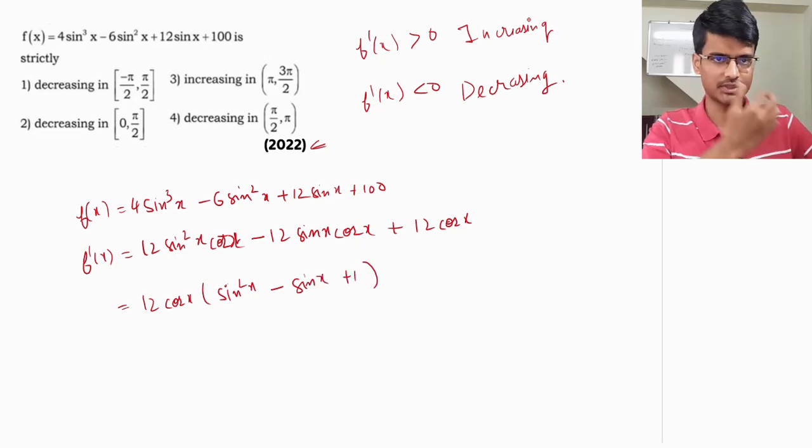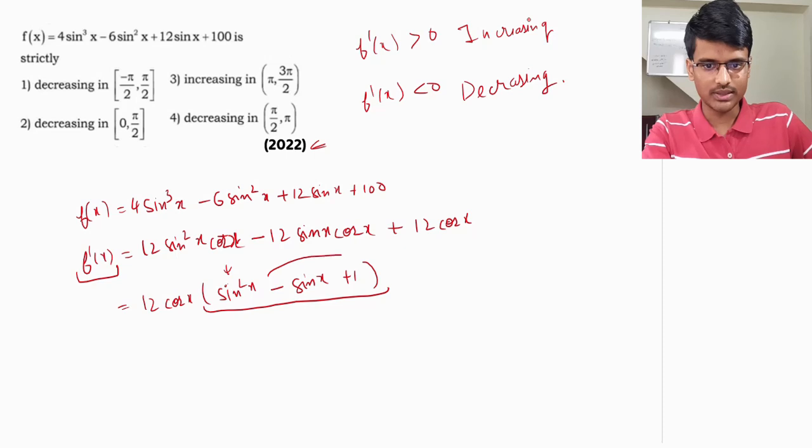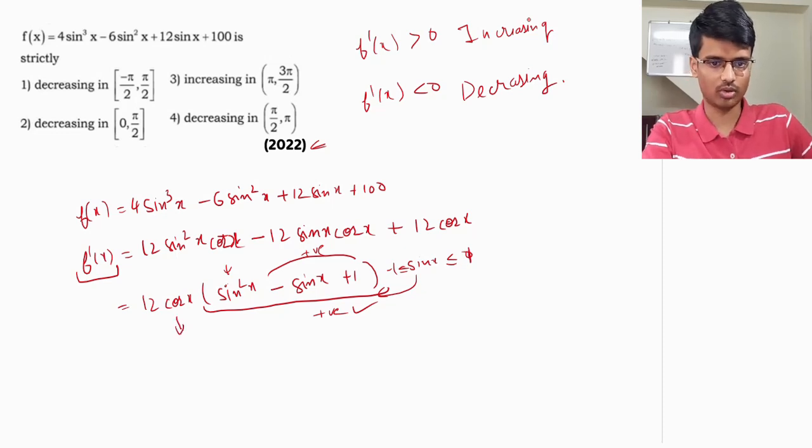Okay, so this is interesting. We need to find out how the value of f dash of x changes, whether it is positive or negative. If you look at this bracket, the sine square x term is always positive, and the rest is nothing but 1 minus sin x, which is also always positive. Why? Because the range of sin x is between minus 1 and 1. If you put any value of sin x, this is always going to be positive. So this bracket is always positive. But what about the cos x? Cos x will decide whether the graph is increasing or decreasing.